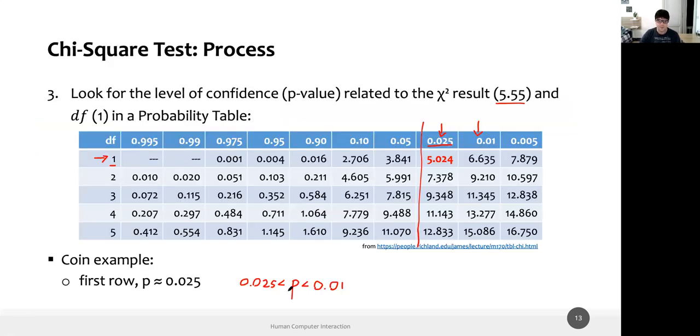So back to this, the p-value should be around 0.025, or in the interval between 0.025 and 0.01, not before. Just to check that everything is clear, if we had a degree of freedom of 2, which value are we going to get?